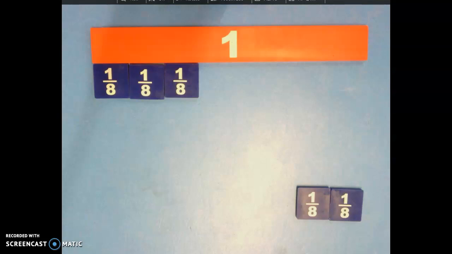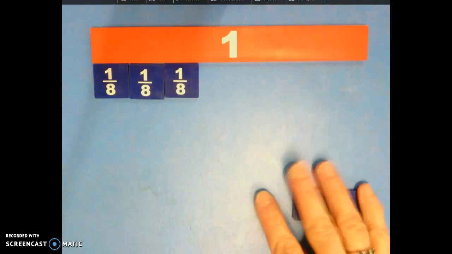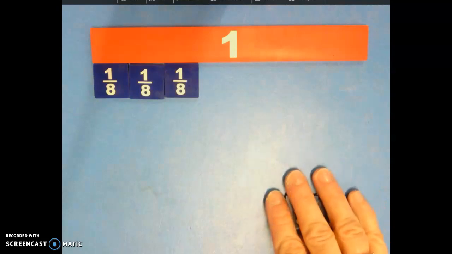Good morning. Today we are going to begin Chapter 20, which is all about adding and subtracting fractions. Today I'd like you to look at my model here, and I'd like you to ask what fraction names that top amount. And if you said 3/8, you are correct.